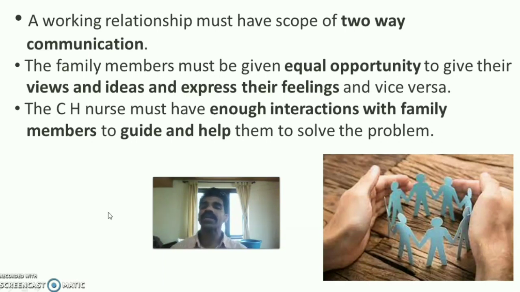So through a good working relationship, the community health nurse must have enough interaction with the family members that helps to guide and help the family members to solve their own problems and their own needs. This is about establishing a good working relationship.